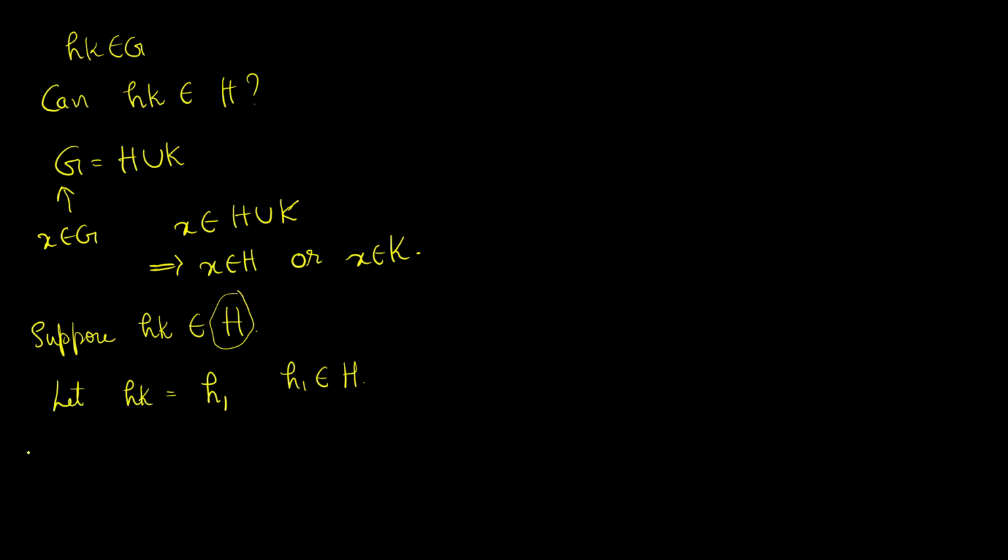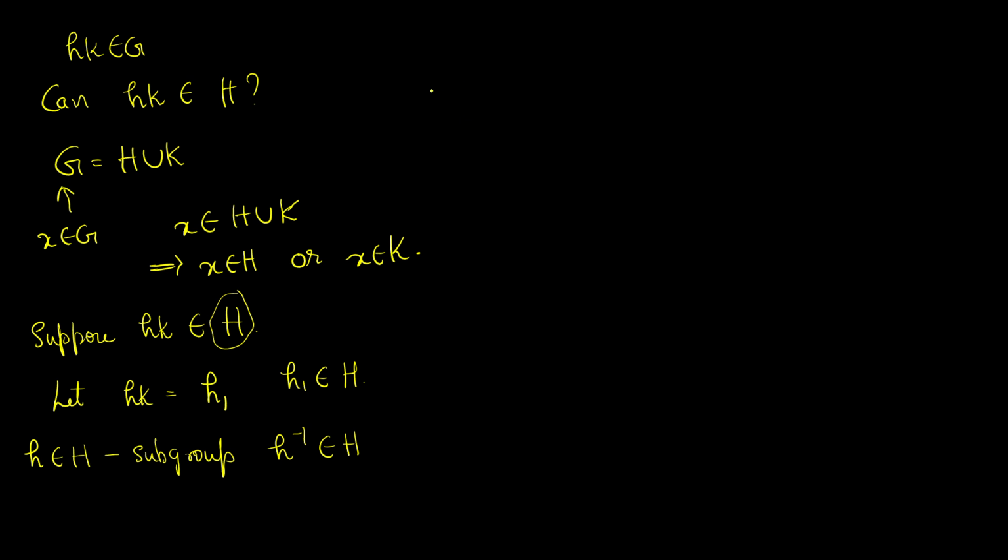So what do we have? We have that small h is in capital H. Now H is a subgroup, so H inverse will also be there in capital H, right? So we can operate on both sides by H inverse, and then what will we get?